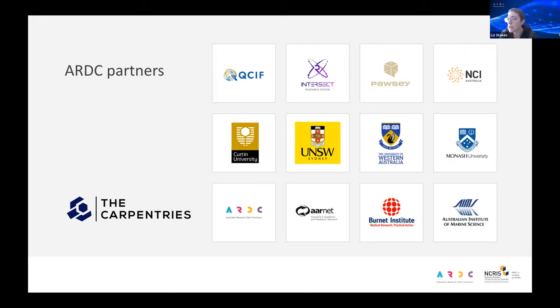To give you a little bit more idea of the story behind all of those logos, we have the two major training organisations in Australia, that's QCIF up the top and Intersect, and we also have the two major high-performance compute centres in Australia as partners, and that is the Pawsey or CSIRO logo there, and NCI, National Compute Infrastructure, which is Pawsey's in Western Australia, and NCI is based at ANU in Canberra on the other side of the country. And then the remaining institutions are universities. However, new kids on the block are the Burnet Institute and the Australian Institute of Marine Science, and they've joined since we launched the partnership at the end of last year. But I'm pleased to say that we've got national coverage across universities, infrastructure, and training organisations.